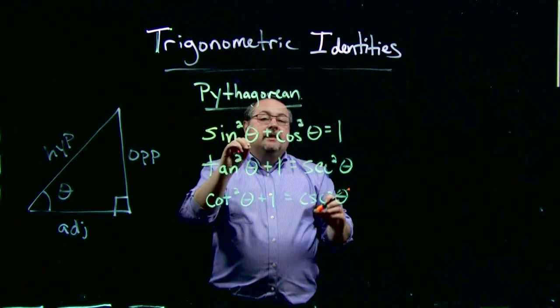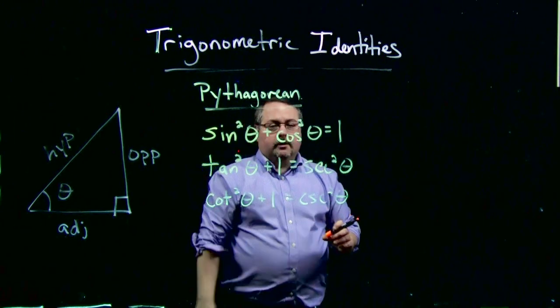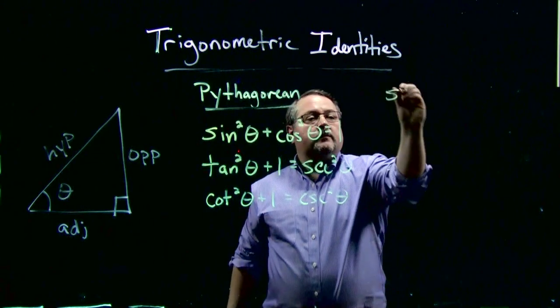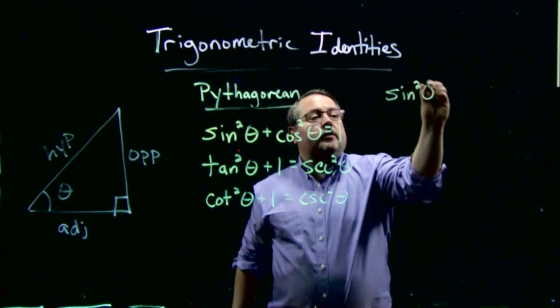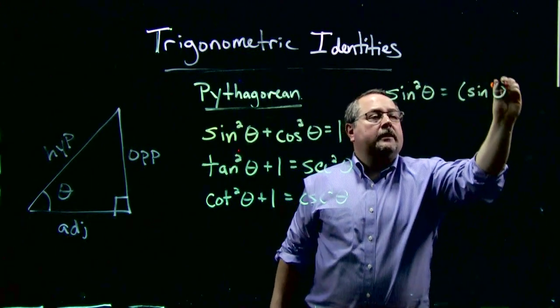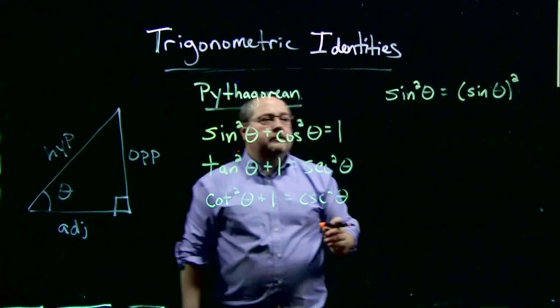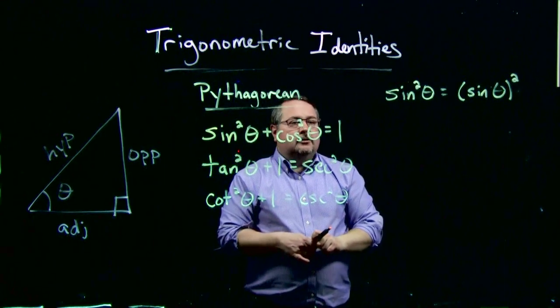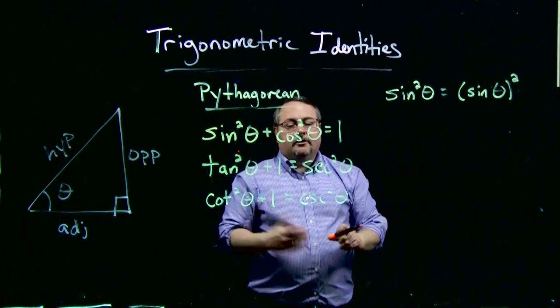Okay, now, if you've never seen this notation, sine squared, cosine squared, tangent squared, and so on, all this means is, sine squared of theta is the sine of theta squared. So that is all that means. You take the sine of theta and you square it.